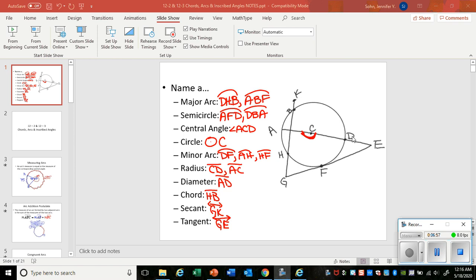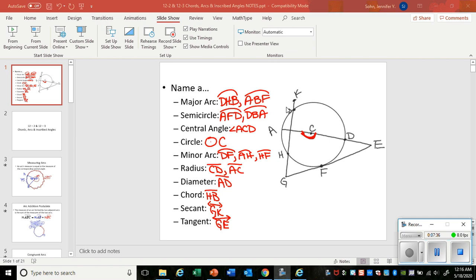Diameter is from here to here. And then a chord is not diameter, not radius. It's just a line that is connected, but the endpoints are on the circle. Diameter is considered a chord also, but not radius, because radius is from the center to here. Let me correct: diameter is a chord because the endpoints lie on the circle.